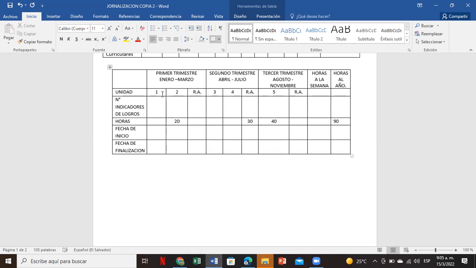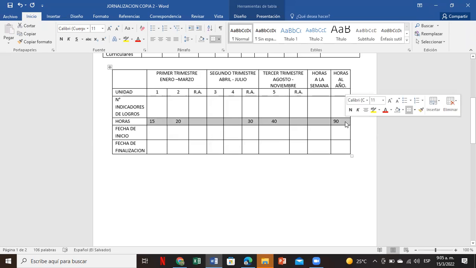So the first unit must take into account about 6 weeks. In this case, you are going to reflect how many hours we have from January 16 to February 28. How many hours do we have? Okay, maybe we have like 15 hours. So remember, you are going to count all of them.